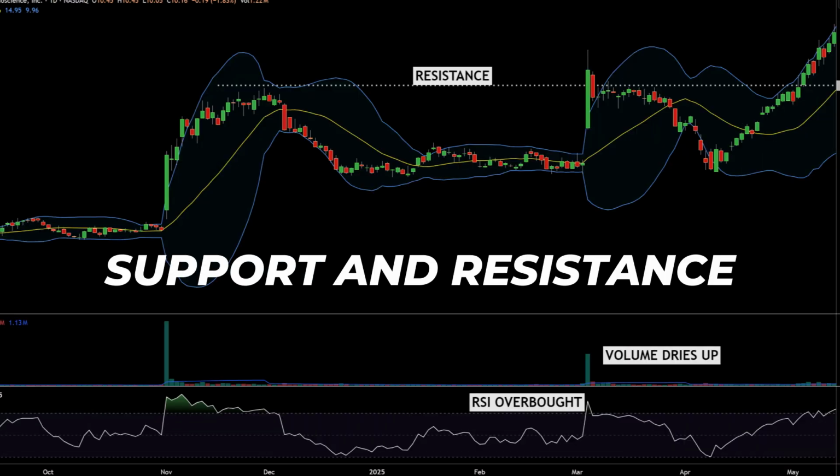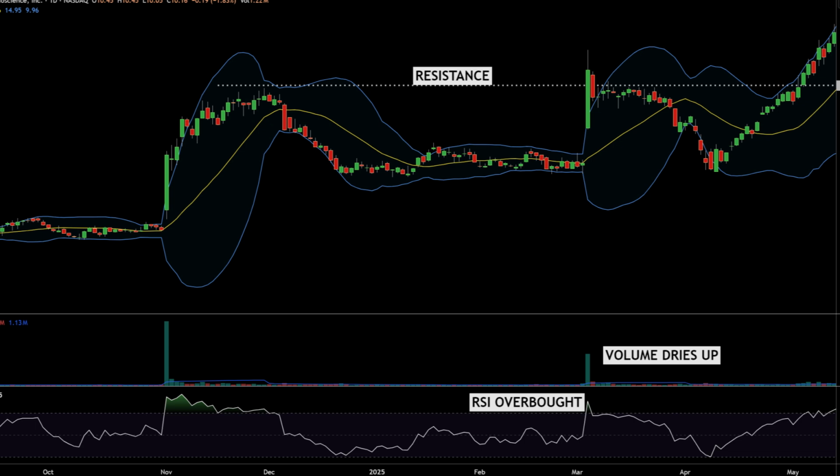Third, support and resistance. Your trading is going to get so much better when you stop looking at indicators in a bubble and start combining them with some classic price action.